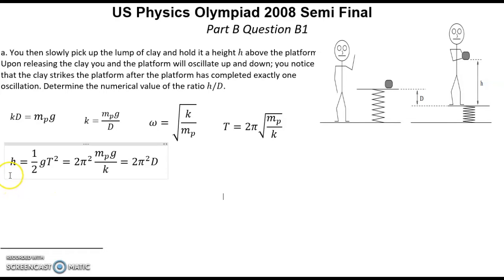From one hand we have h equal 1/2 g t squared, and when we put the expression for the period in for t, we will have this expression, and after that we will put k as this relation, and we finally have this answer, h over d equal 2 pi squared.